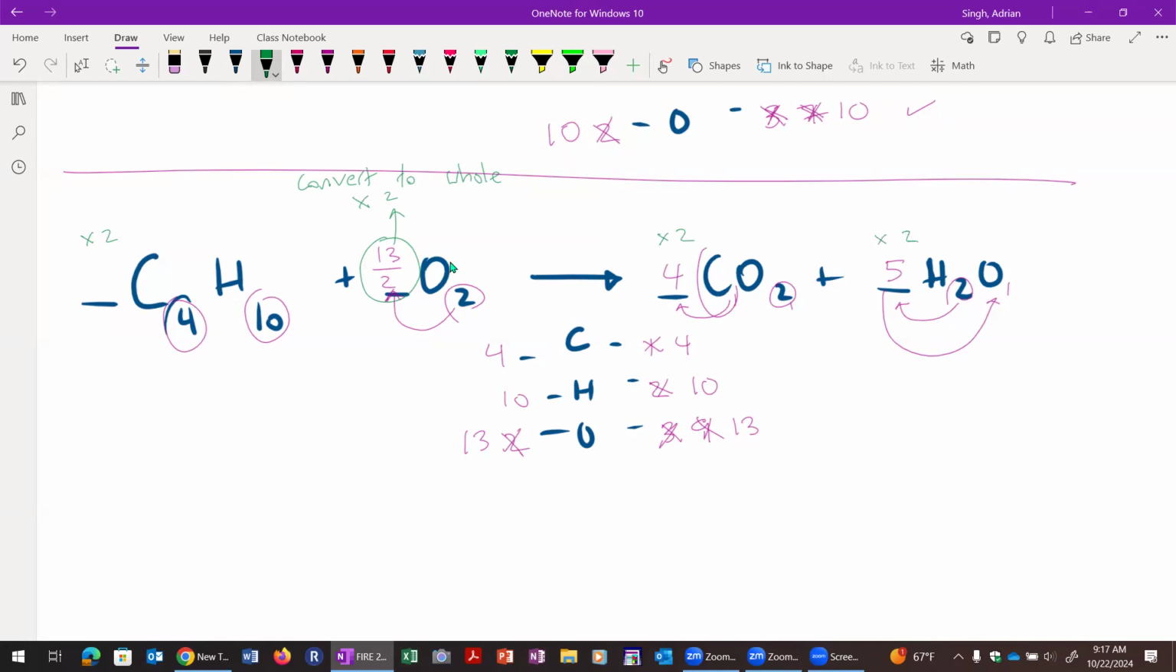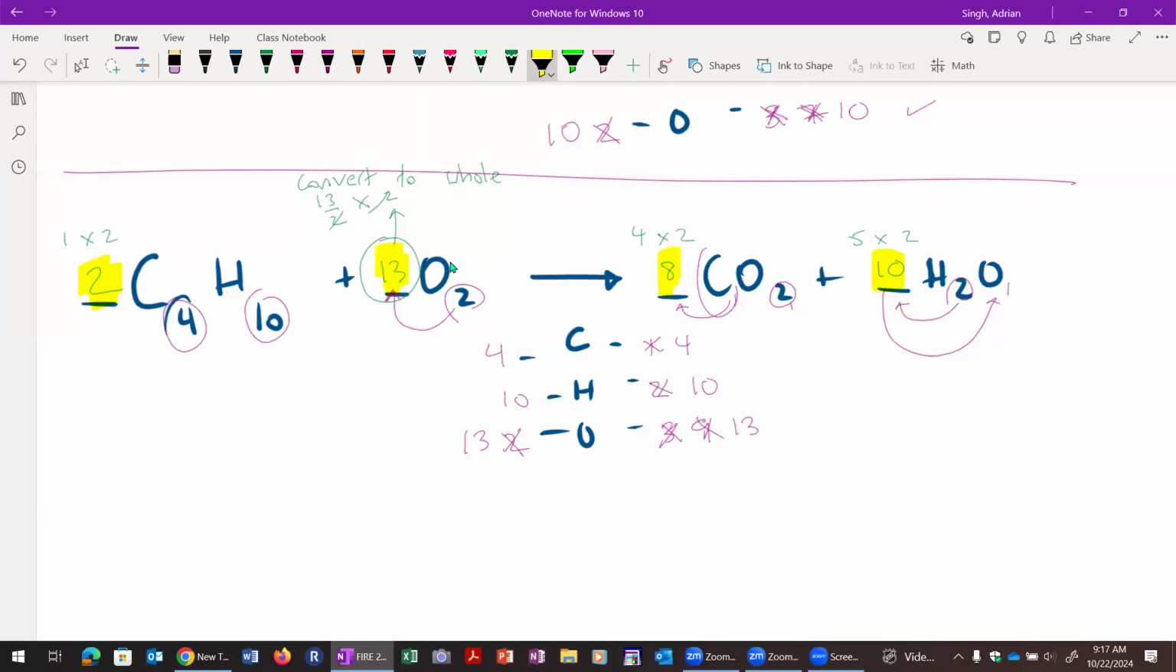Okay, so if I do that, this was 1 here originally, so 1 times 2 is going to give me 2. 13 over 2 times 2 is going to give me 13 oxygens. 4 times 2 here is going to give me 8. And 5 times 2 is going to give me 10. Okay, so those are the smallest whole number coefficients that you can possibly get. So 2, 13, 8, and 10. There's no whole number smaller than those.